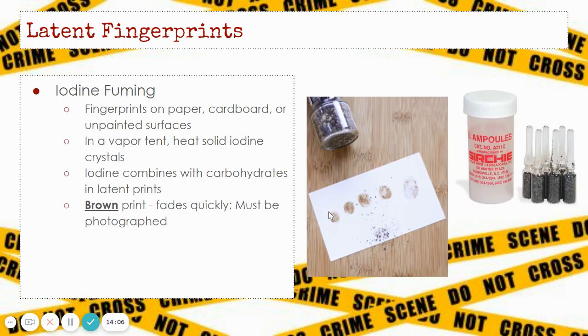And then we also have iodine fuming. Iodine fuming is used for fingerprints that may be on paper, cardboard, any other unpainted surfaces. Again, using a vapor tent, we're going to heat solid iodine crystals. So they look kind of like this, right? Crystals of iodine. As we heat them up, those vapors combine with the carbohydrates in those prints, and we'll get this sort of brown print on the paper.